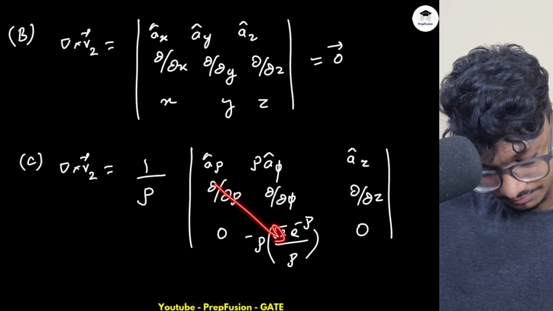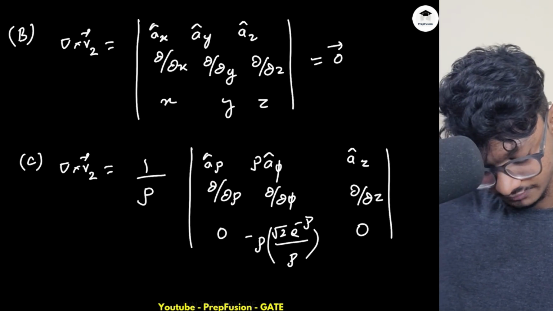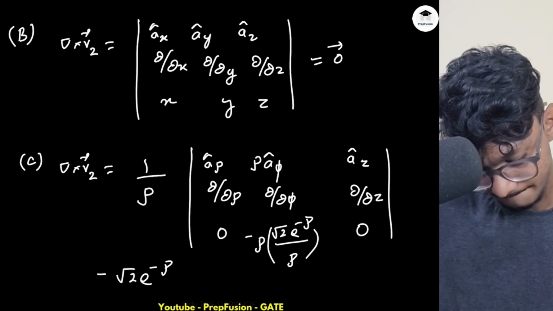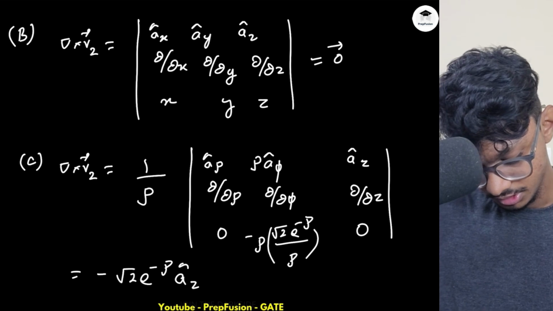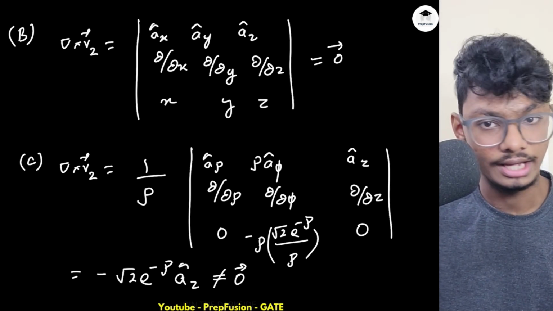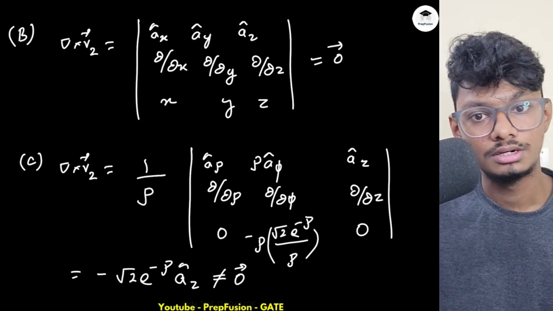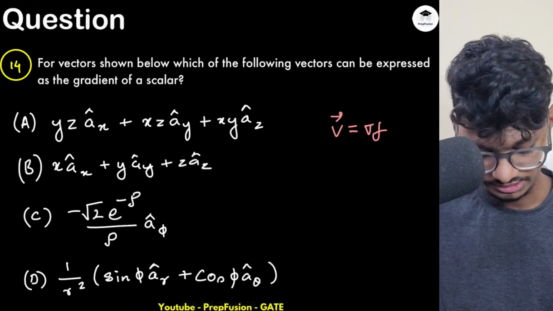So this is actually differentiation with respect to rho. So this will be minus root 2 e raised to power minus rho, fine, and Ez cap. Okay, so this is not equal to the null vector, so I cannot express this as a gradient of a scalar. So C is not expressible as a gradient of a scalar. Okay, it is not expressible, right?